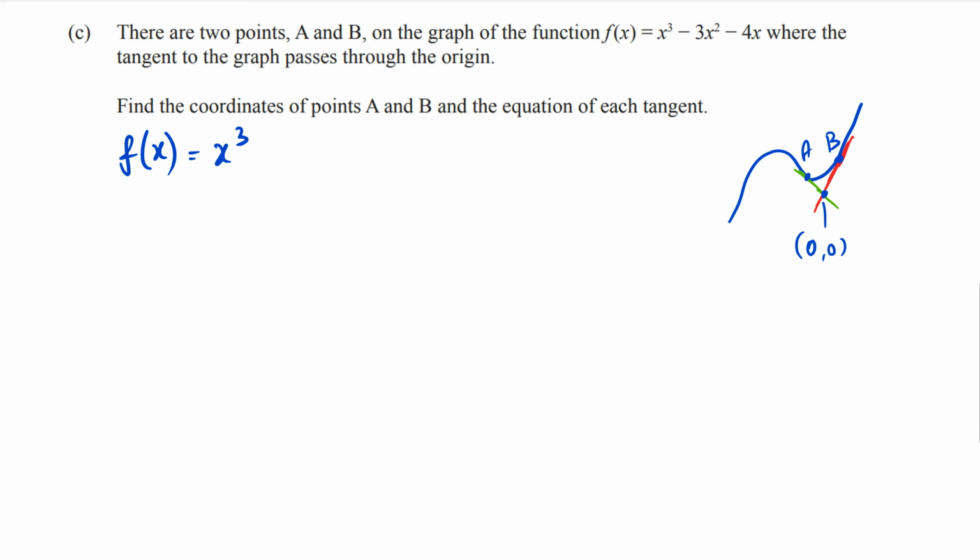So we've got x cubed minus 3x squared minus 4x. We're going to differentiate this, and we're going to get 3x squared minus 6x minus 4. All right, that's our gradient function.